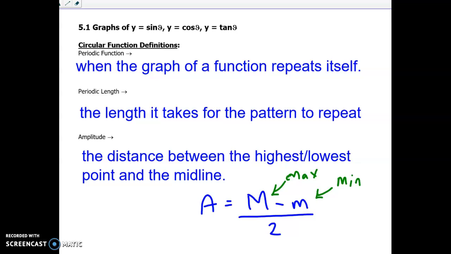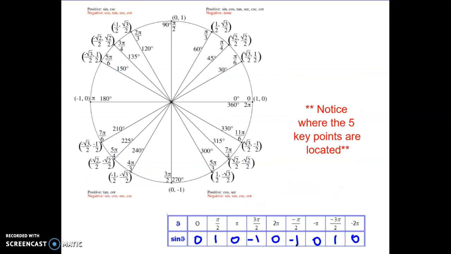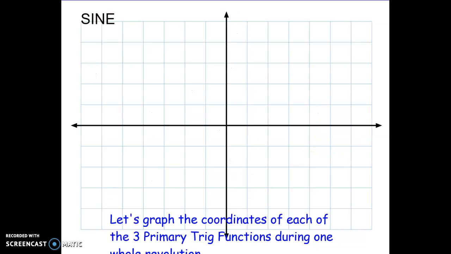All right, so here are notes for section 5.1. Please copy out these definitions. So we can find the basic sine points from our unit circle just by analyzing sine at each of our quadrantal coordinates. Now we're going to take those values and plot them on the grid. So all we have to do then is plot our points.